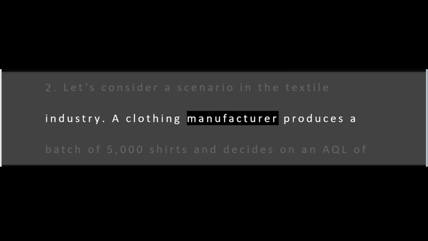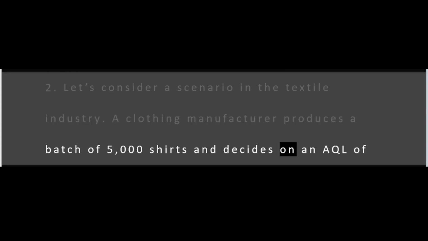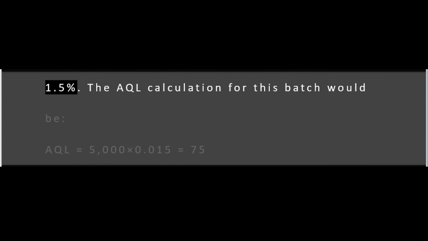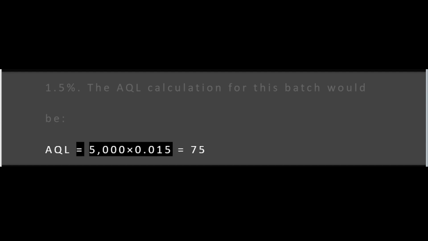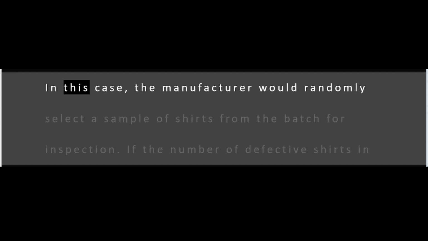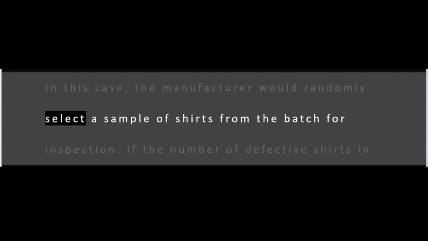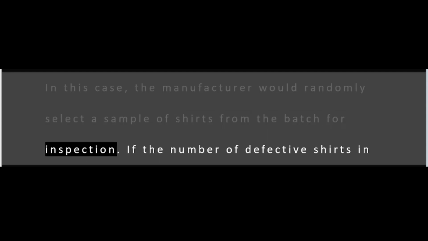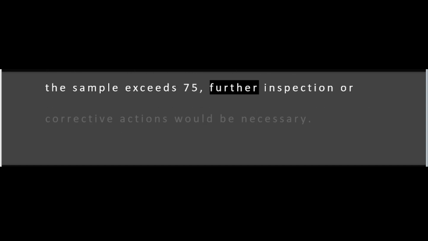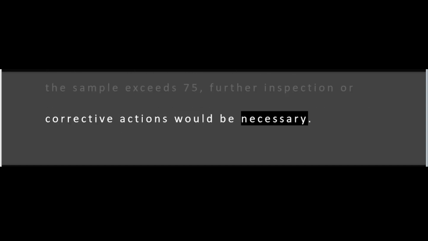2. Let's consider a scenario in the textile industry. A clothing manufacturer produces a batch of 5,000 shirts and decides on an AQL of 1.5%. The AQL calculation for this batch would be: AQL equals 5,000 times 0.015 equals 75. In this case, the manufacturer would randomly select a sample of shirts from the batch for inspection. If the number of defective shirts in the sample exceeds 75, further inspection or corrective actions would be necessary.